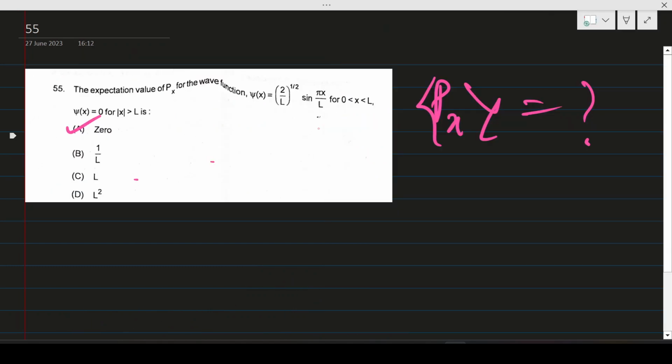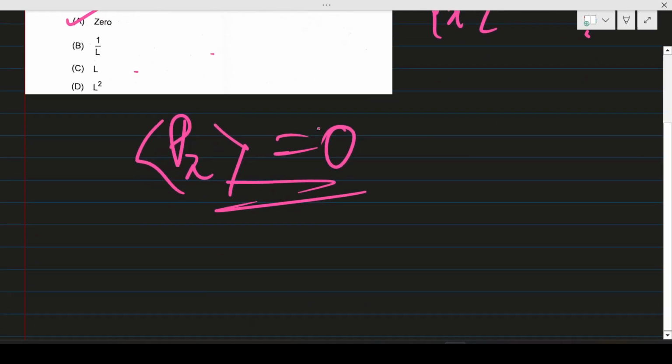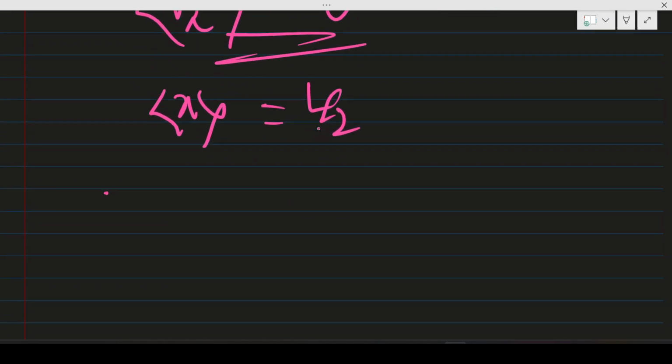Next is 55. The expectation value of px for the wave function psi x equal to root 2 by L sin pi x by L for 0 to L, and psi x equal to 0 elsewhere. So basically, what is this? This is a wave function for the one-dimensional rigid box. For that, you know the expectation value of px is nothing but 0. This is a direct thing. Expectation value of px equal to 0. If you don't know, you at least know the expectation value of x for the 1D rigid box equal to L by 2.